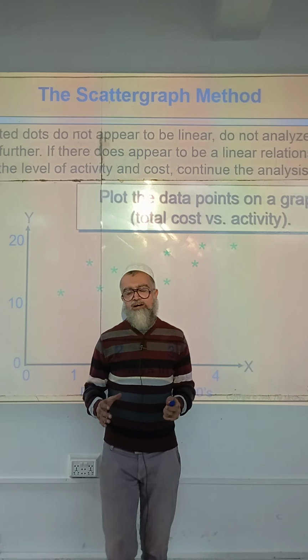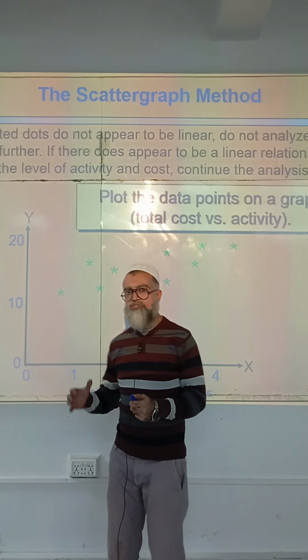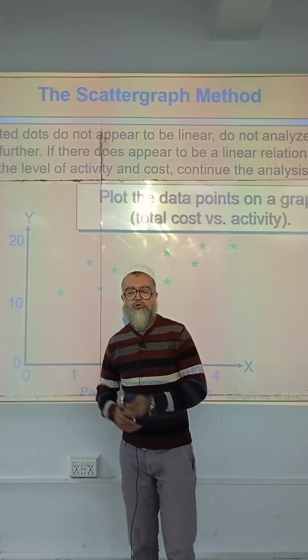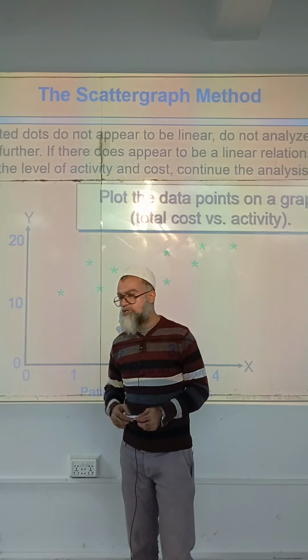Okay class, so if we have mixed cost and we want to segregate fixed cost and variable cost, we can do it in three ways. This is the first one, which is called Scattergraph. How will you do that?